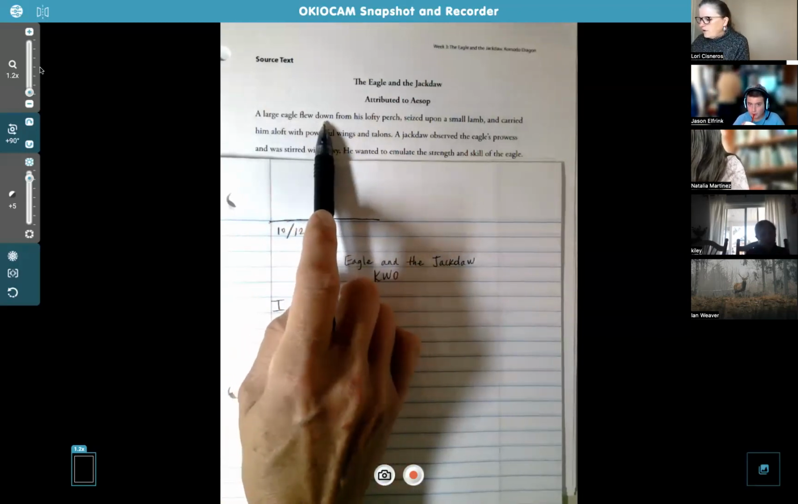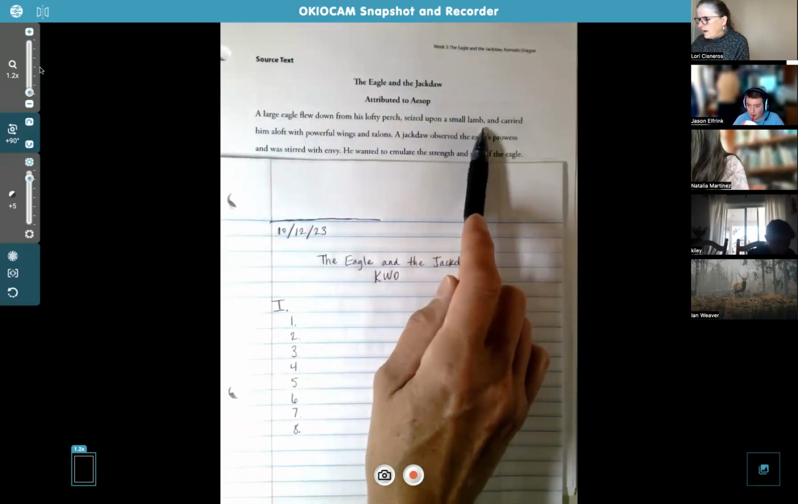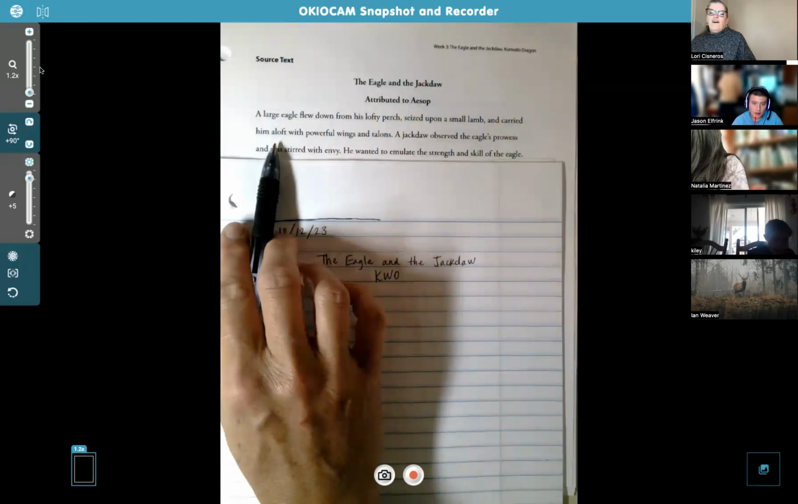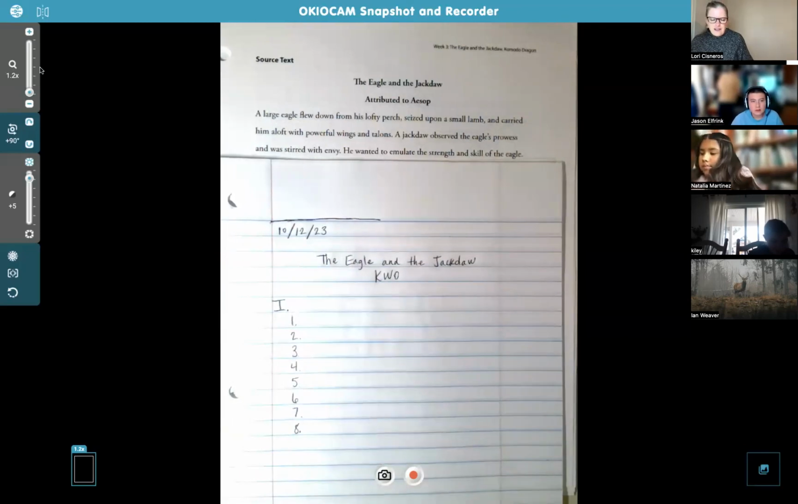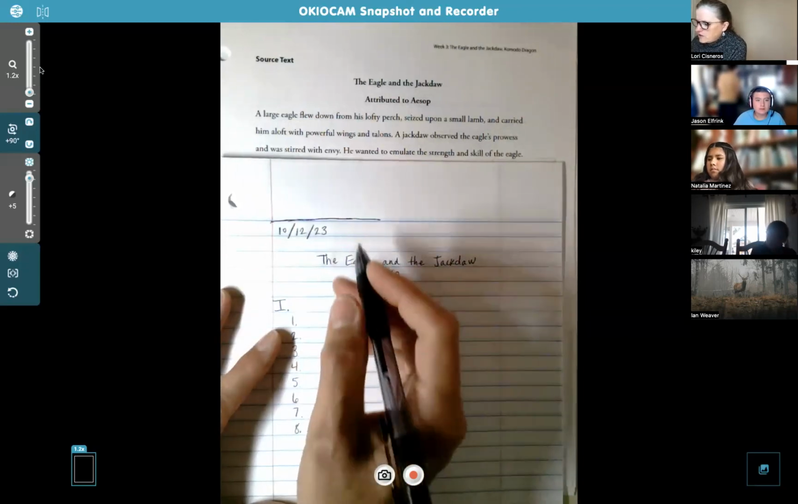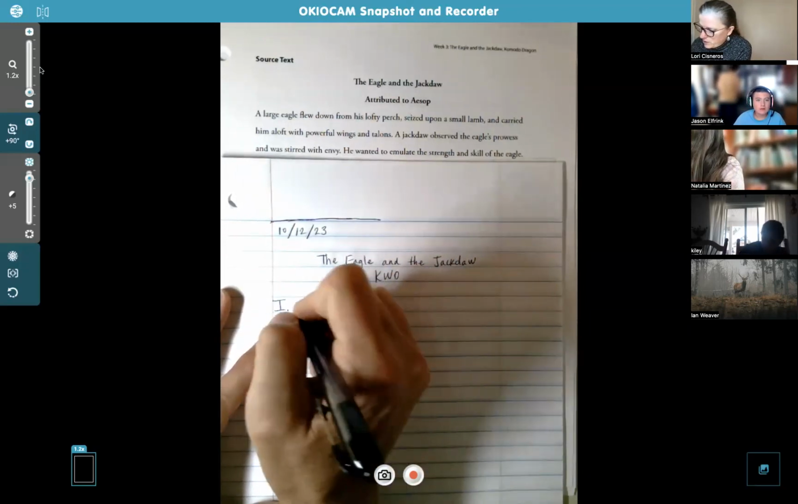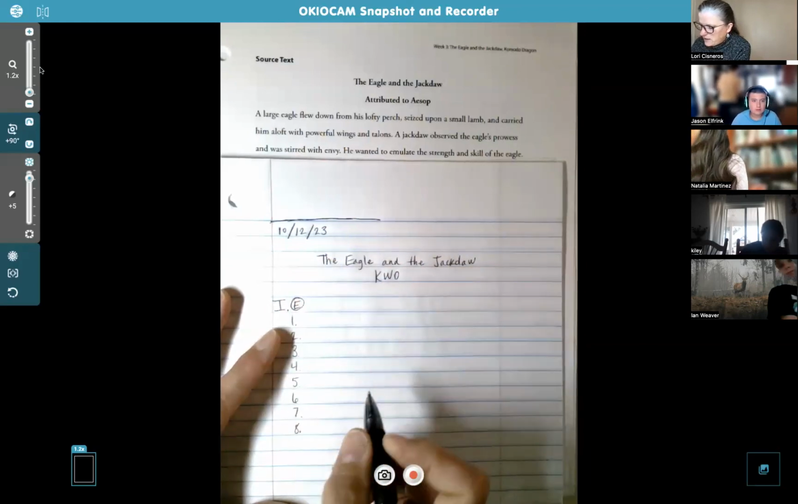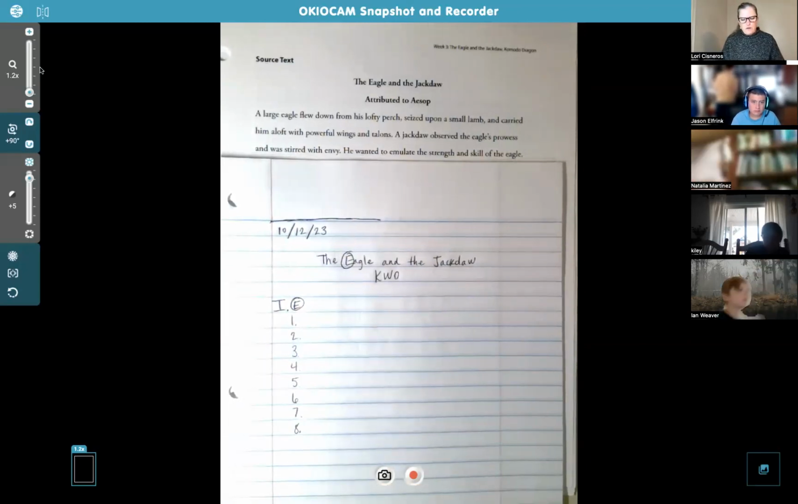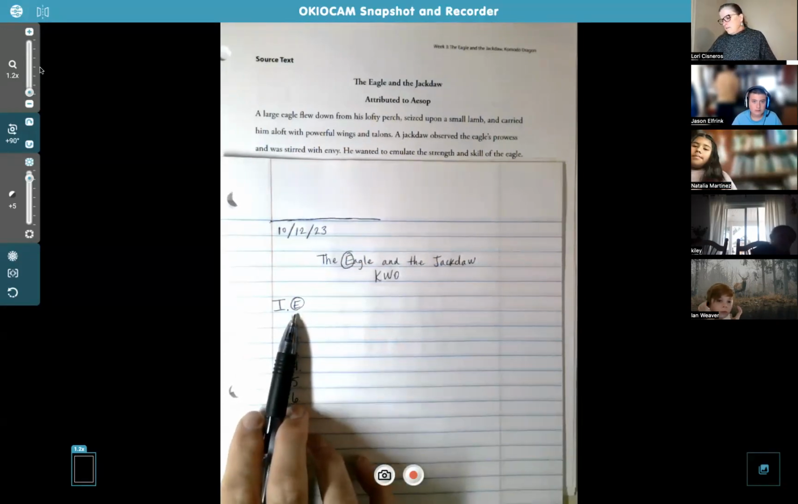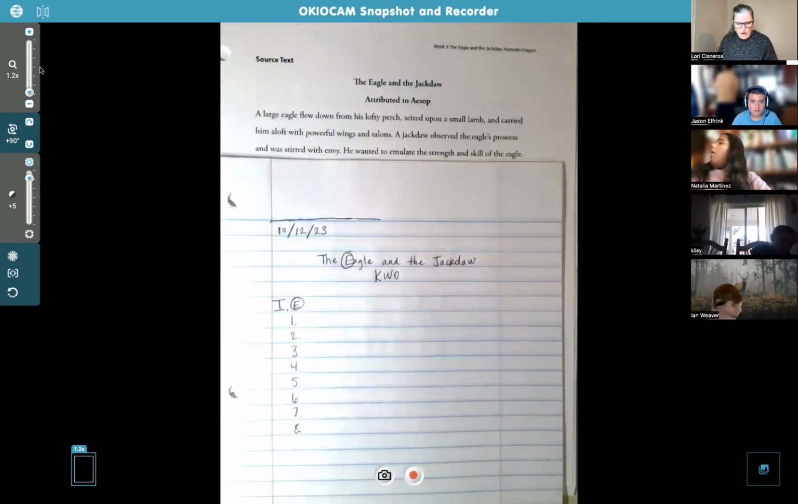A large eagle flew down from his lofty perch, seized upon a small lamb, and carried him aloft. Oh, that word aloft just means away. Okay, he carried him away with powerful wings and talons. So I'm going to start by making a symbol, and I'm going to put a capital E with a circle around it. And the other thing I want you to do is circle the E in the title. That's going to remind you that that symbol stands for eagle. When you see that E, that's what that means. That way we don't have to waste one of our words on the word eagle. We can just use a symbol.